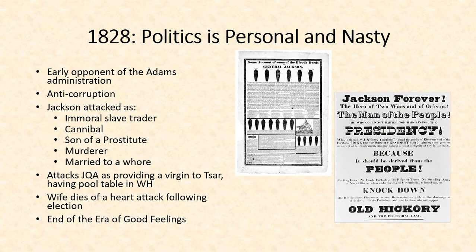This is a two-way street. Jackson is going to attack John Quincy Adams as having a pool table in the White House, an immoral tool of gambling and sport in the people's house, paid for by people's tax dollars. He'll even say that Quincy Adams essentially was an American pimp, that when he had served as a minister in the court of the Tsar of Russia, he had provided American virgins to the Tsar for sexual gratification and for advancement of the American cause in court. It is a horrible campaign.